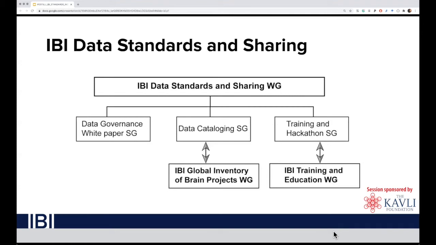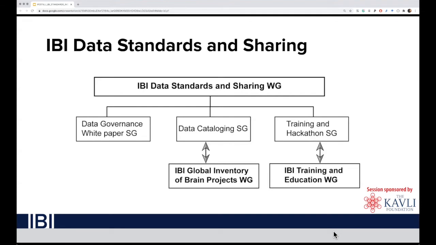So the Data Standards and Sharing Working Group has effectively been divided into a data cataloging task force, a training and hackathon task force, and a data governance white paper task force. I am part of this last, and as we're speaking today in regards to the progress done with the data governance task force, as a result of the work we've done with the group, we have drafted a white paper, and we have an advanced draft for the white paper.